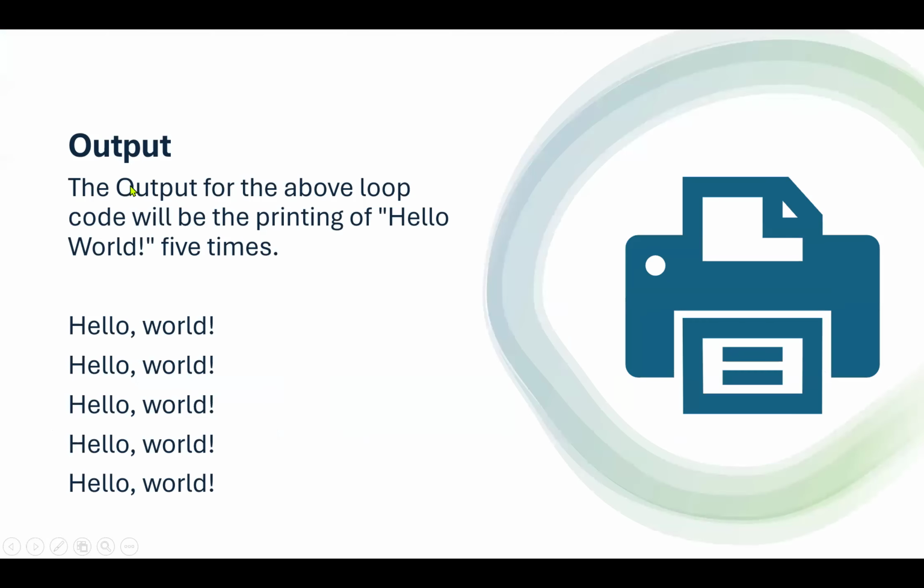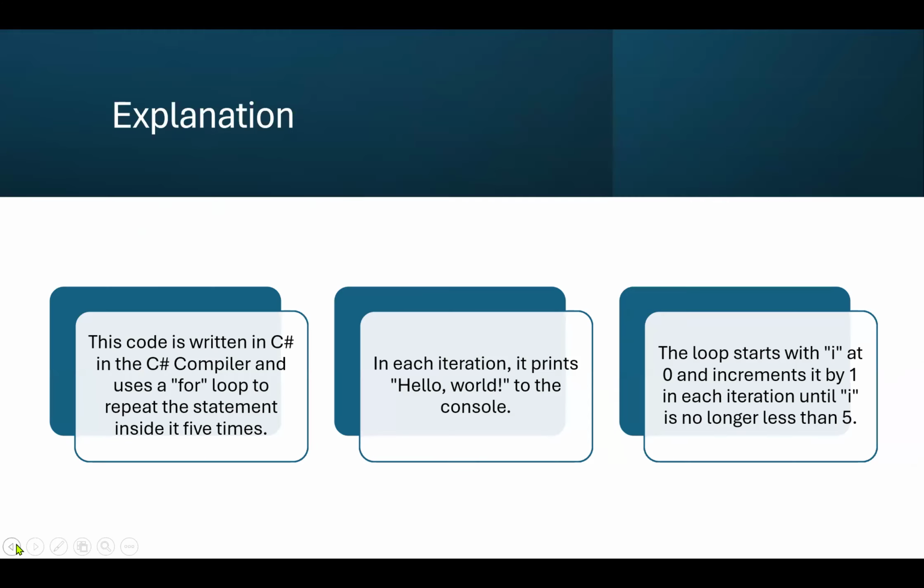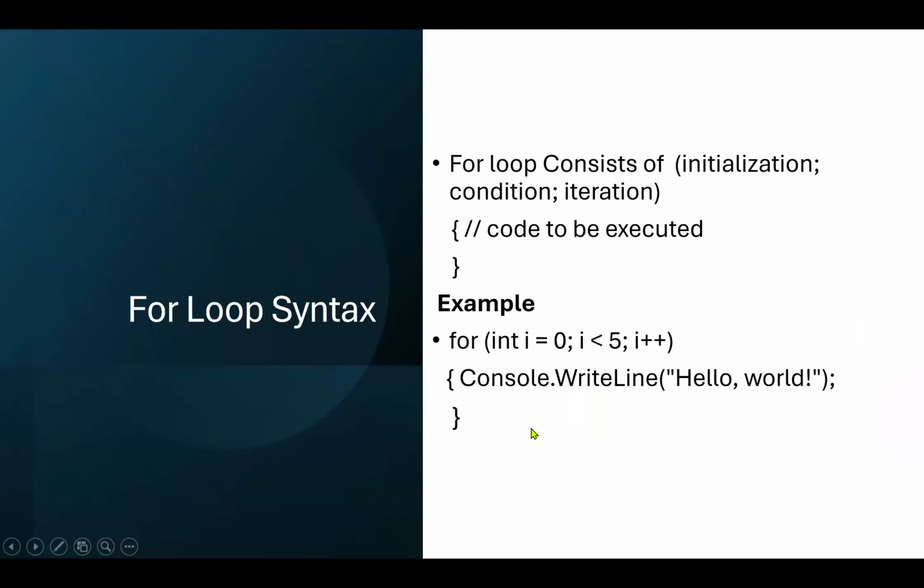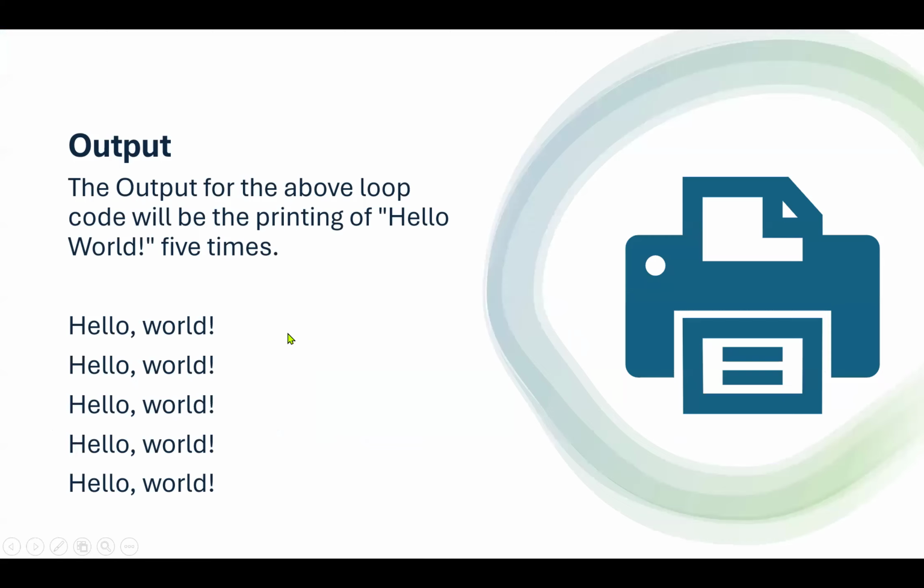This is the output of the code, what we are seeing on this slide. So it's going to print hello world the first, second, third, fourth, and fifth time. By the time it gets to 5, it exits the loop.